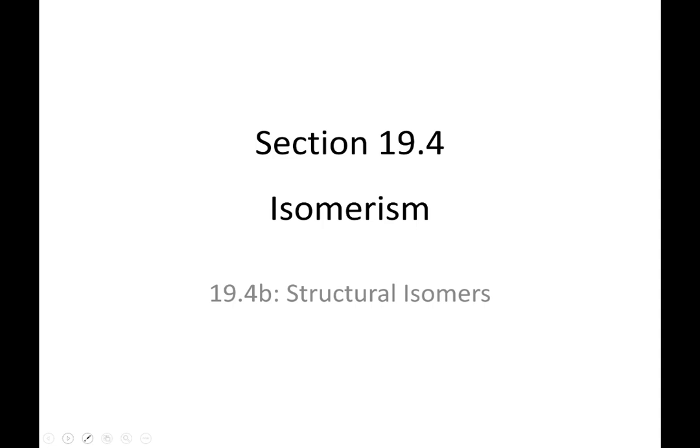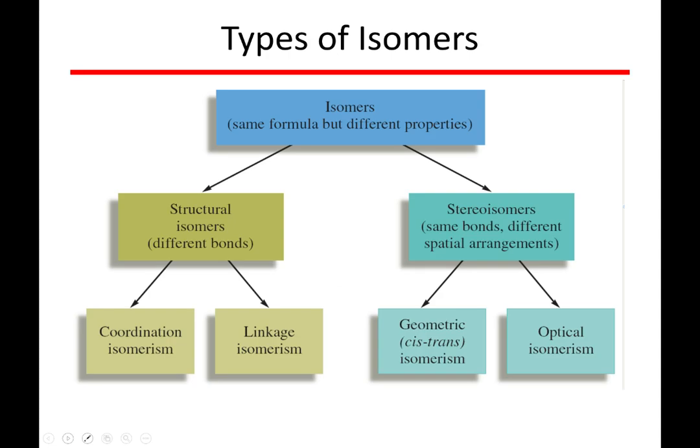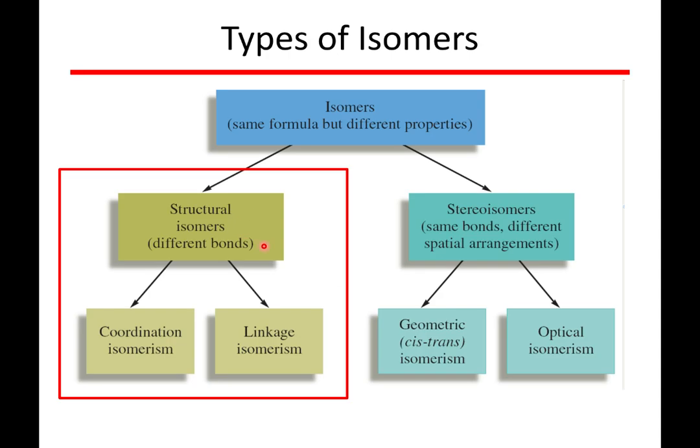We'll now discuss structural isomers. So just to remind you, when we're talking about structural isomers, we're talking about two molecules that have the same formula, but there's going to be different types of bonds in these isomers. There are two cases that we're going to deal with in this video. The first is called coordination isomerism, and the second is called linkage isomerism.